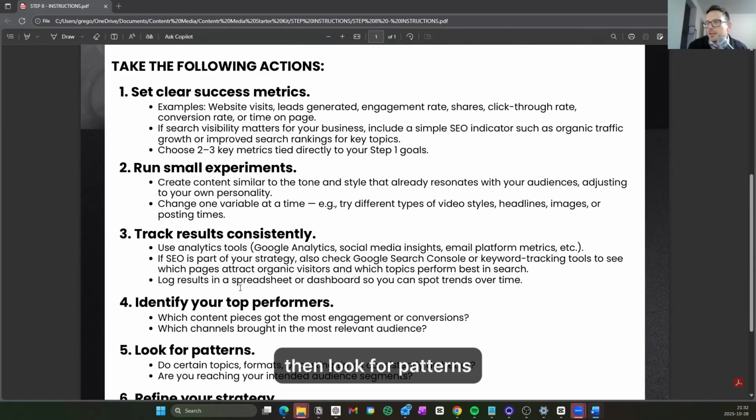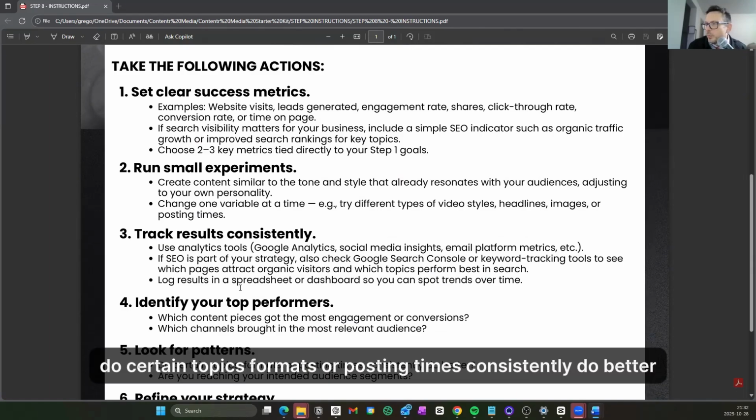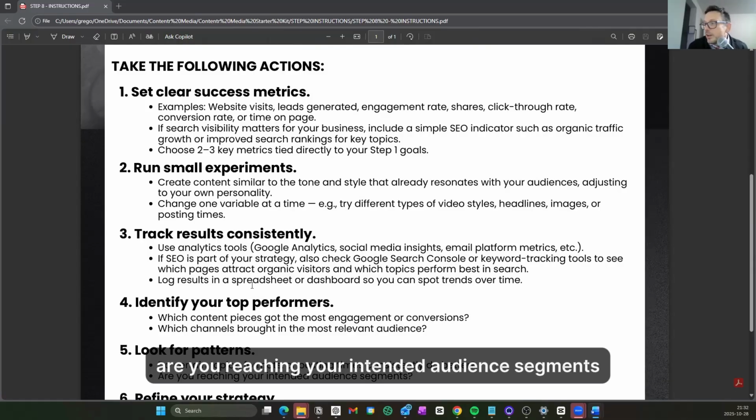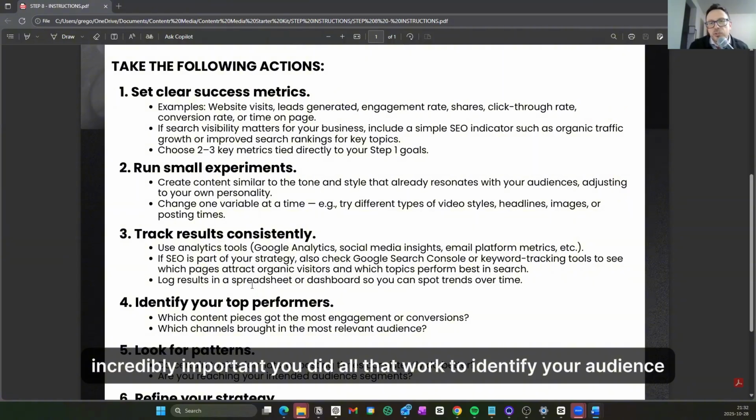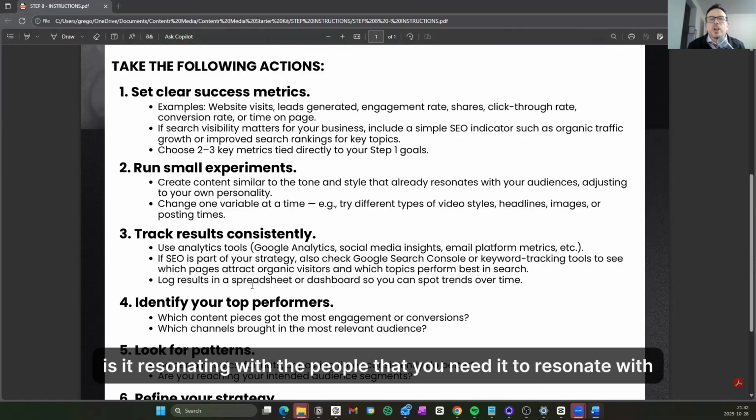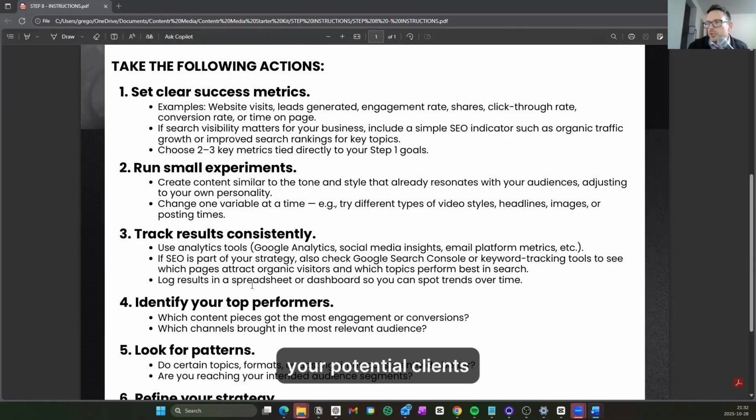Then look for patterns. Do certain topics, formats, or posting times consistently do better? Are you reaching your intended audience segments? Incredibly important. You did all that work to identify your audience. Are you actually reaching them? Is it resonating with the people that you need it to resonate with, your potential clients?